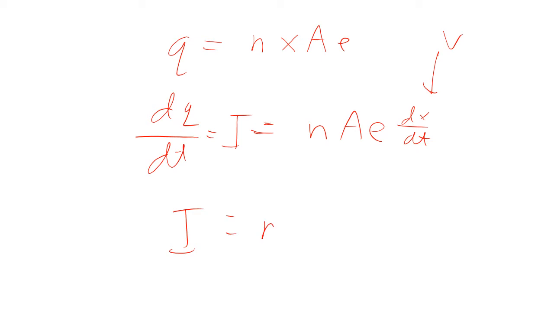So the current is going to be N A E times some kind of velocity. Now let me put a little d here. We're going to call this drift velocity. Now let me explain what drift velocity is.